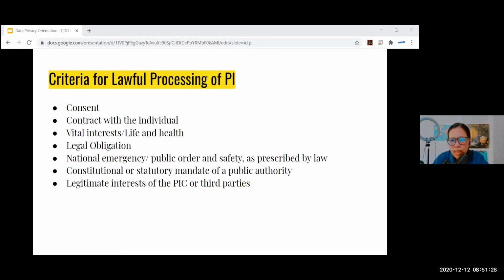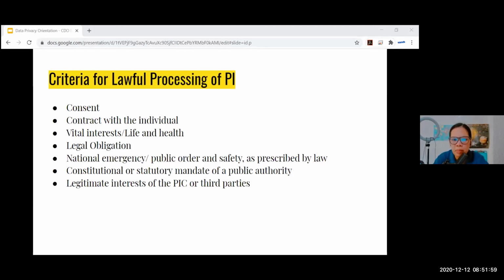What else is listed there? The processing is also necessary to protect vitally important interests, life and health. What else? Processing is necessary in order to respond to emergency, to comply with public order or safety, or to fulfill functions of public authority.